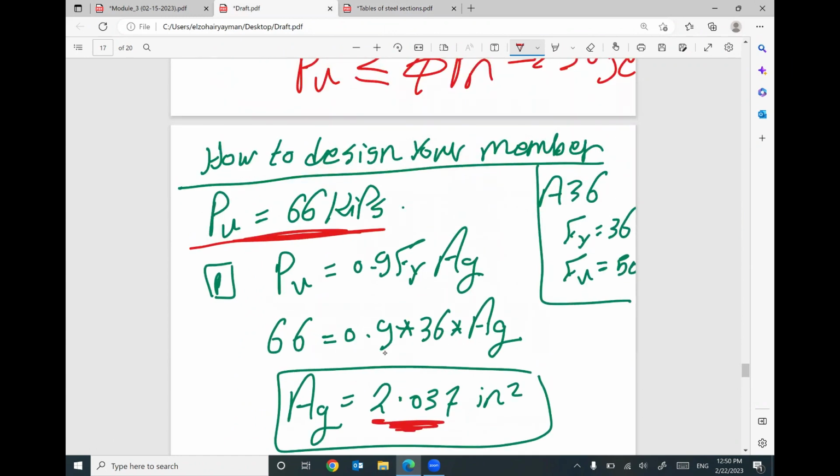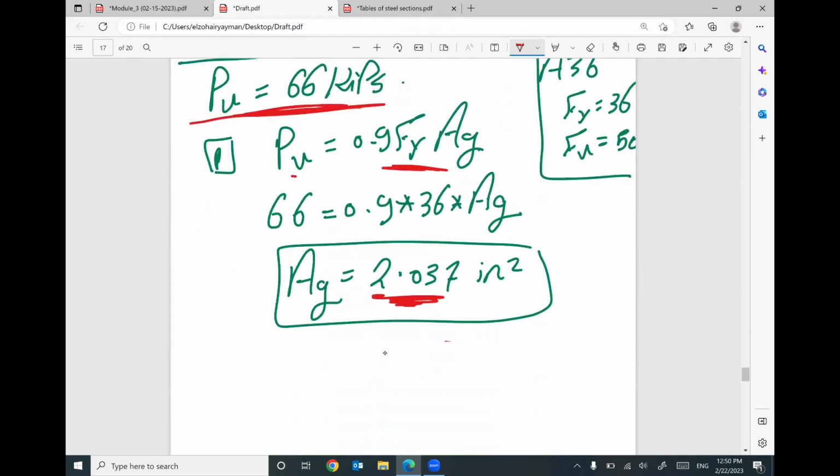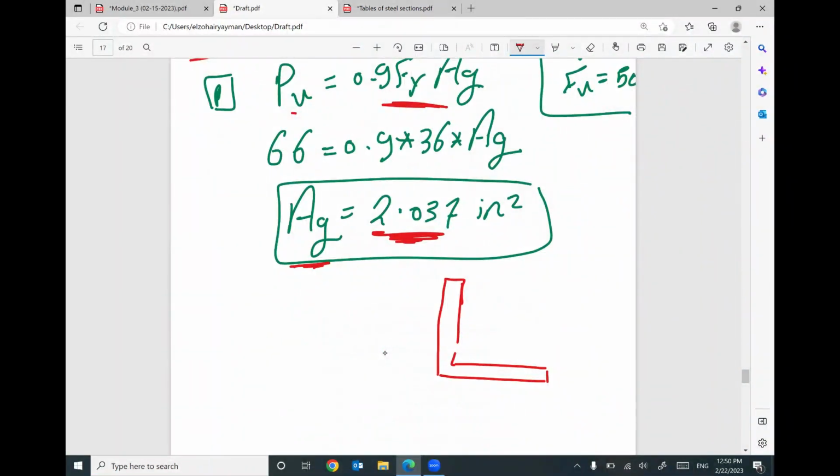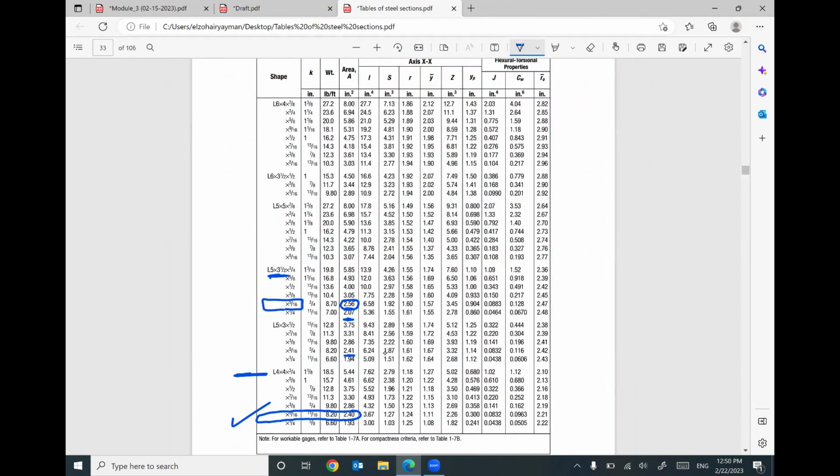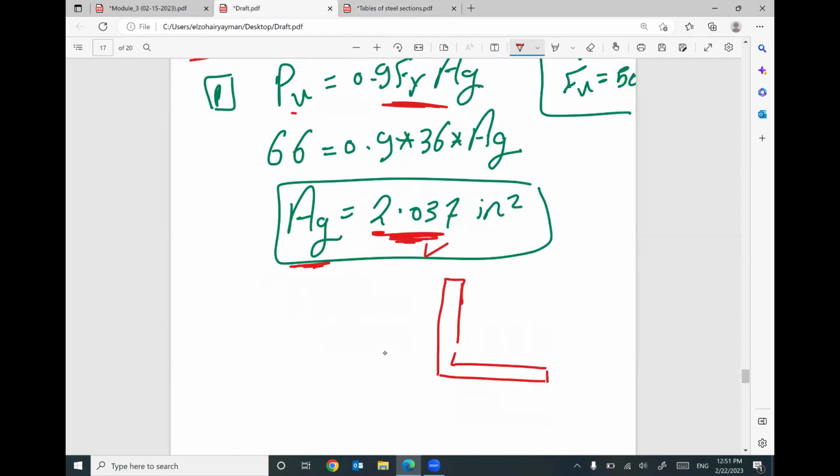So how to design your member? Very easy. Go ahead and put P ultimate equal the first criteria. Go ahead and find your area gross. Go ahead and open your table. I highly recommend to use equal leg. So I will not select from here. From this one can work also, it's a 5 times 5. This one I don't recommend. I would recommend the equal legs. Go ahead and select the area gross which is very close to your value.